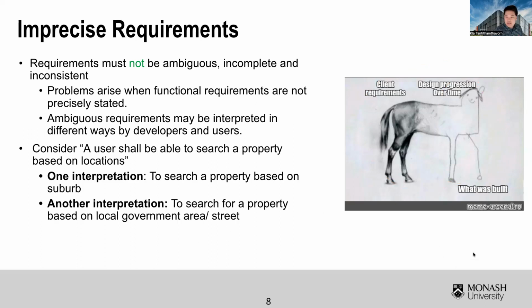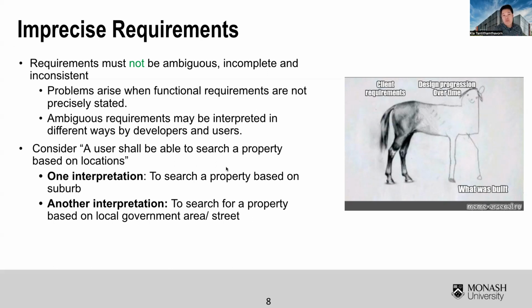Okay, let's take a look at this one. Consider a user shall be able to search a property based on location, right? First, is it clear or not? Let's take a moment to think about it. Is it clear or not? And if yes, then sure. But if not, then what are the other things or the other factors that we need to consider? Yeah, let's take a moment to think about this one.